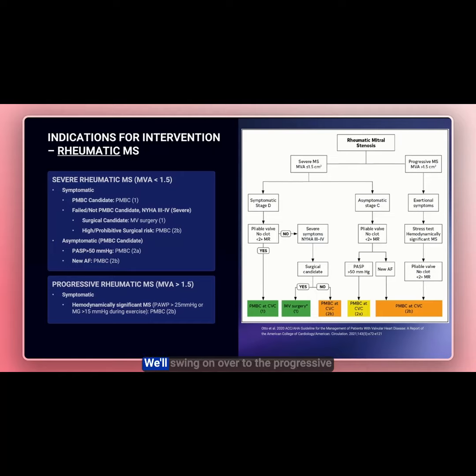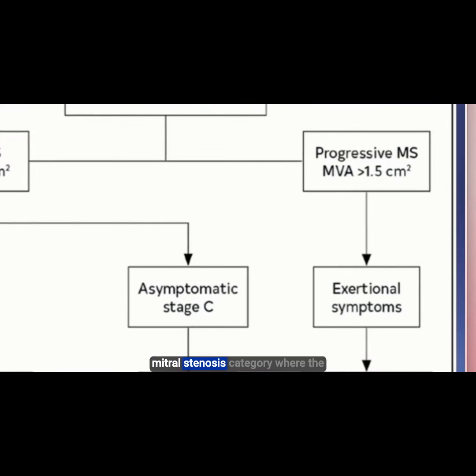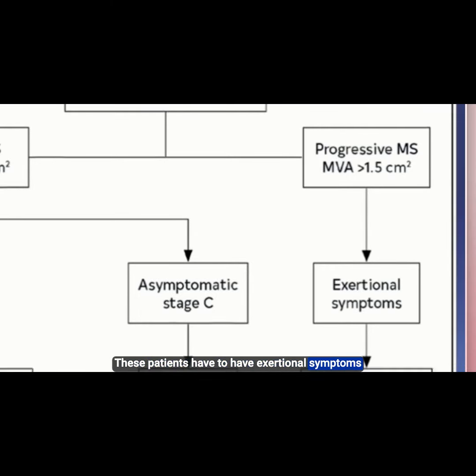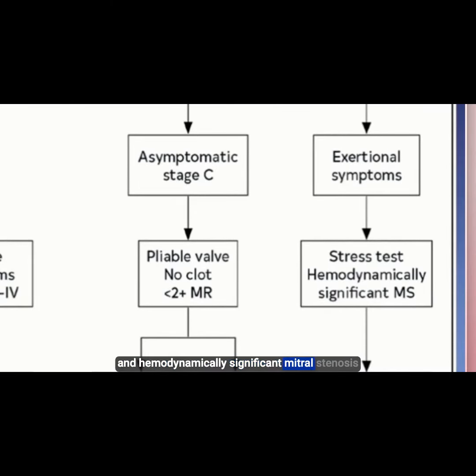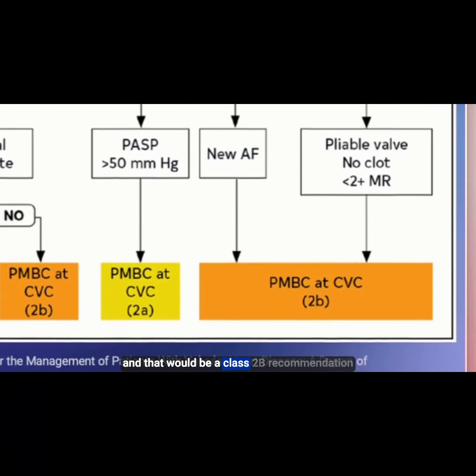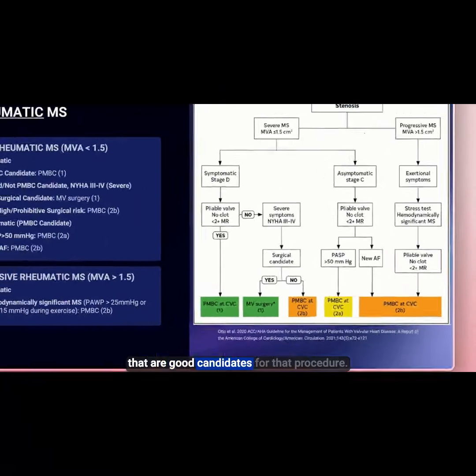for procedures. We'll swing on over to the progressive mitral stenosis category, where the mitral valve area is greater than 1.5 centimeters squared. These patients have to have exertional symptoms and hemodynamically significant mitral stenosis, where a stress test may show a wedge pressure greater than 25 or a mean gradient greater than 15 during exercise. And that would be a class 2B recommendation for a balloon valvuloplasty in those patients that are good candidates for that procedure.